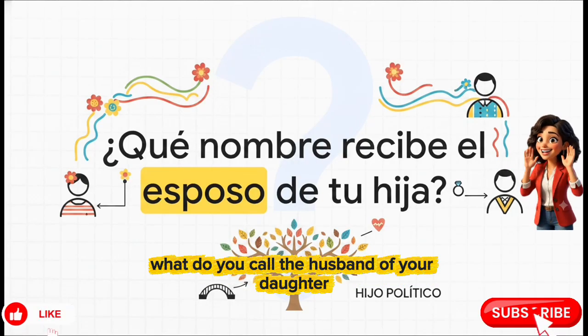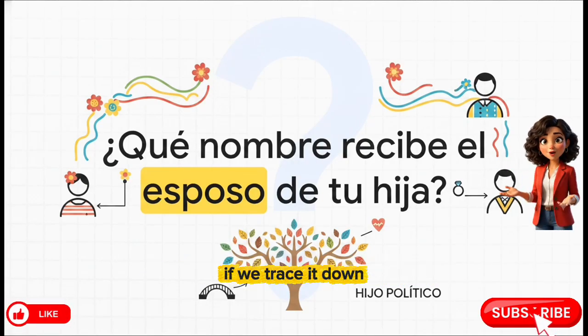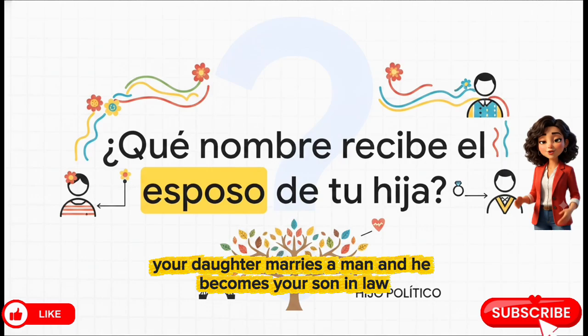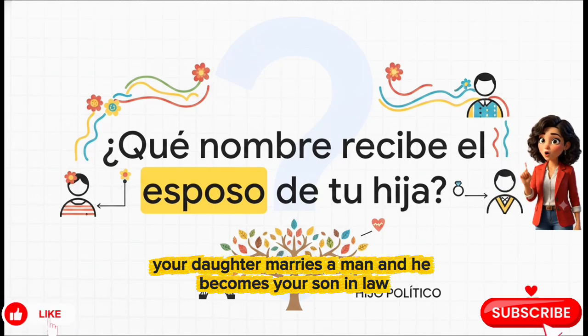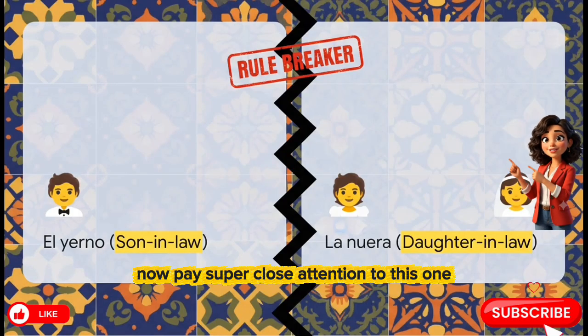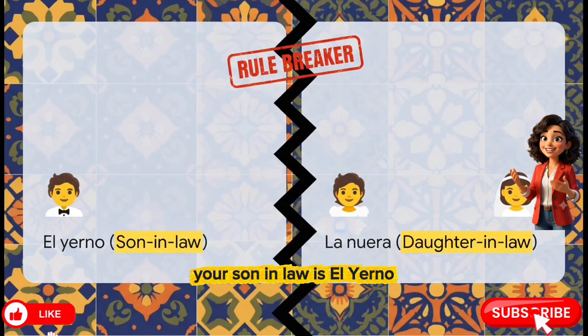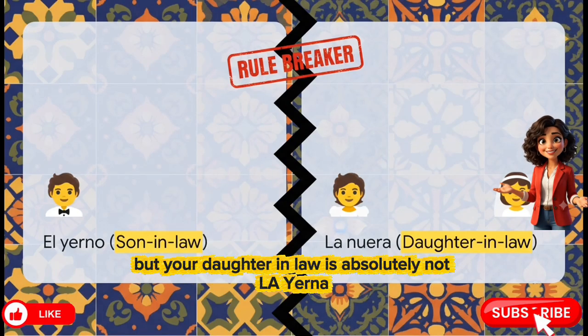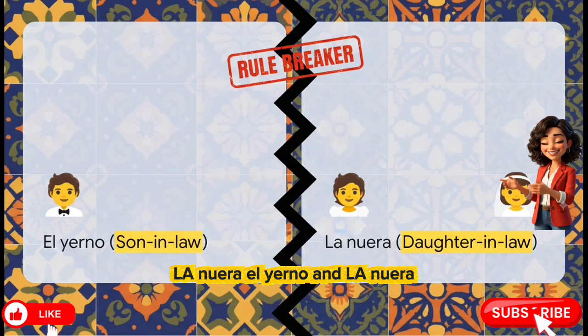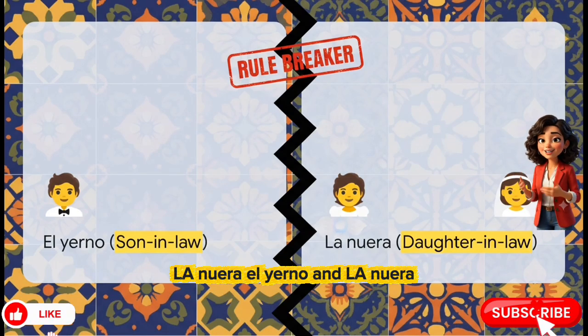What do you call the husband of your daughter? If we trace it down, your daughter marries a man, and he becomes your son-in-law. Now, pay super close attention to this one because we have a massive rule breaker. Your son-in-law is el yerno, but your daughter-in-law is absolutely not la yerna. It's an entirely different word, la nuera. El yerno and la nuera.